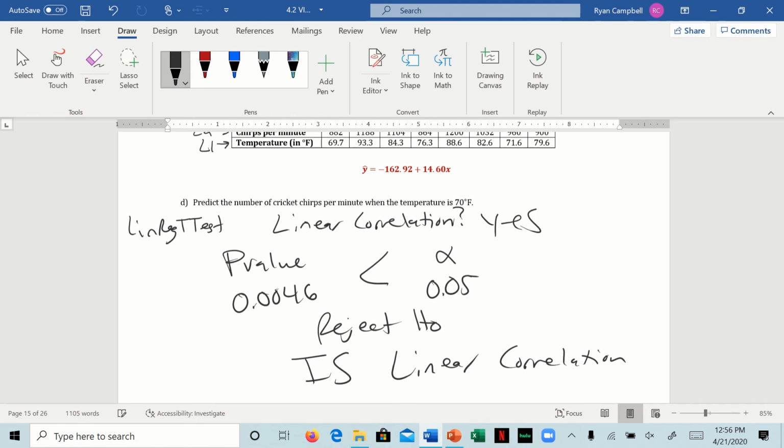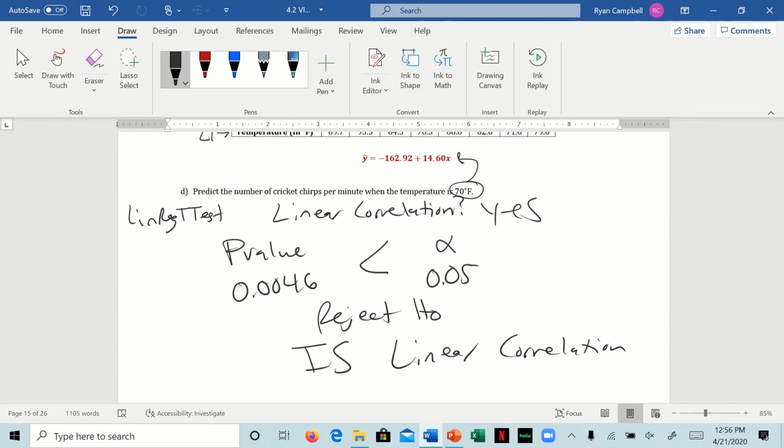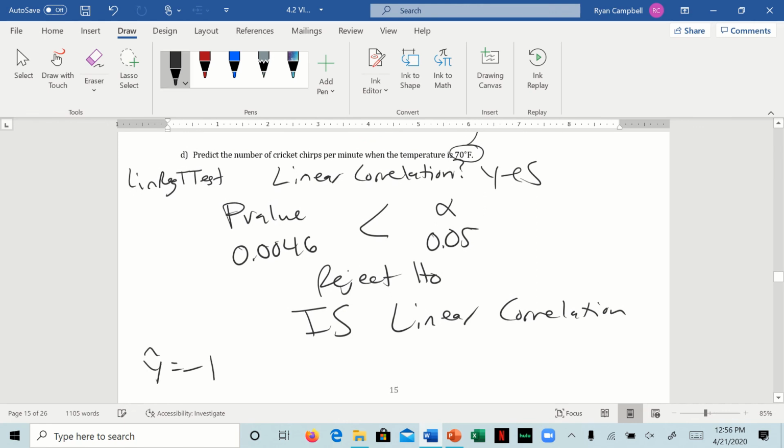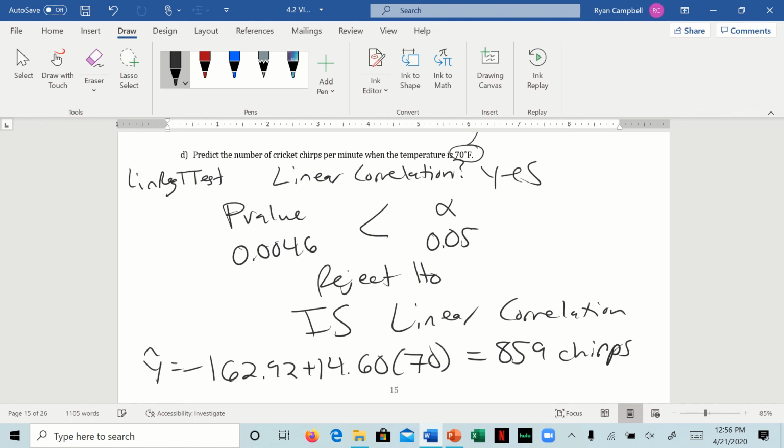All right. So since the answer is yes, how do we predict with 70 degrees Fahrenheit? So we just plug it in. So we see that the y value is going to be negative 162.92 plus 14.60 times 70. And again, if you have a different number of decimals, yours is going to be a little different than mine, but it should be about all the same. So we get about 859 chirps per minute.